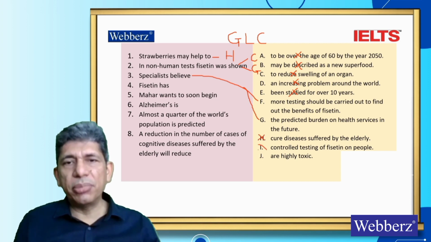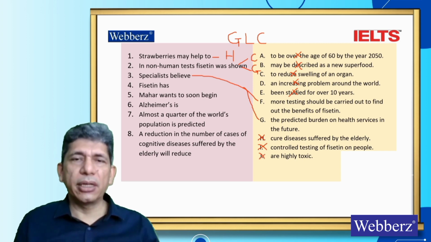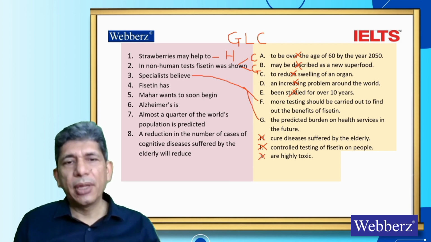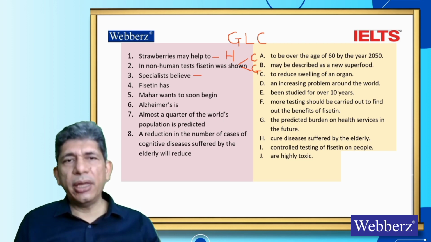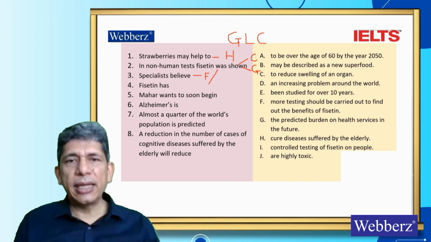Control testing of 15 on people are highly toxic. So we have two choices here. That is, we have a choice of more testing required, that is F. And I have another option. Let's put a slash. Scientists believe the predicted burden on health services in the future. So maybe G. So we are getting these options.